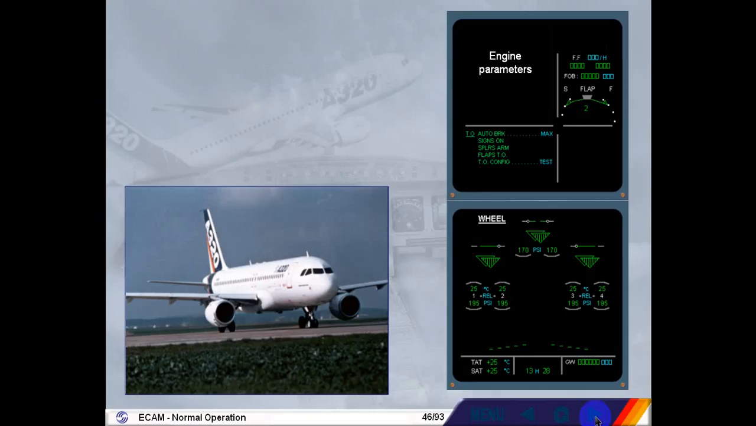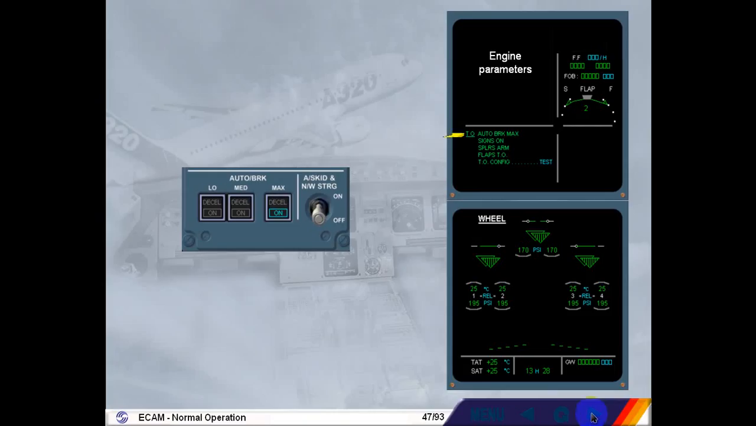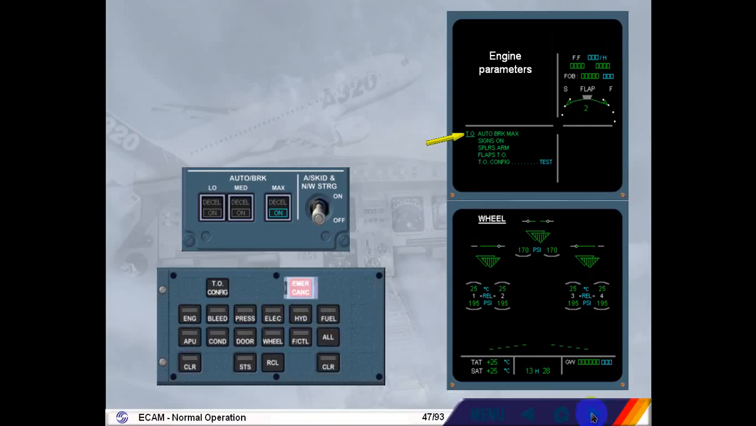Approximately 2 minutes after the second engine has been started, a takeoff TO memo appears on the engine warning display. The takeoff memo lists a series of actions required by the crew for the aircraft to be ready for takeoff. If you look at the list, you can see that there are blue action items remaining, specifically setting the auto brake to max and a takeoff configuration test. We will set the auto brakes to max for you. The blue action comment changed to green and moved.